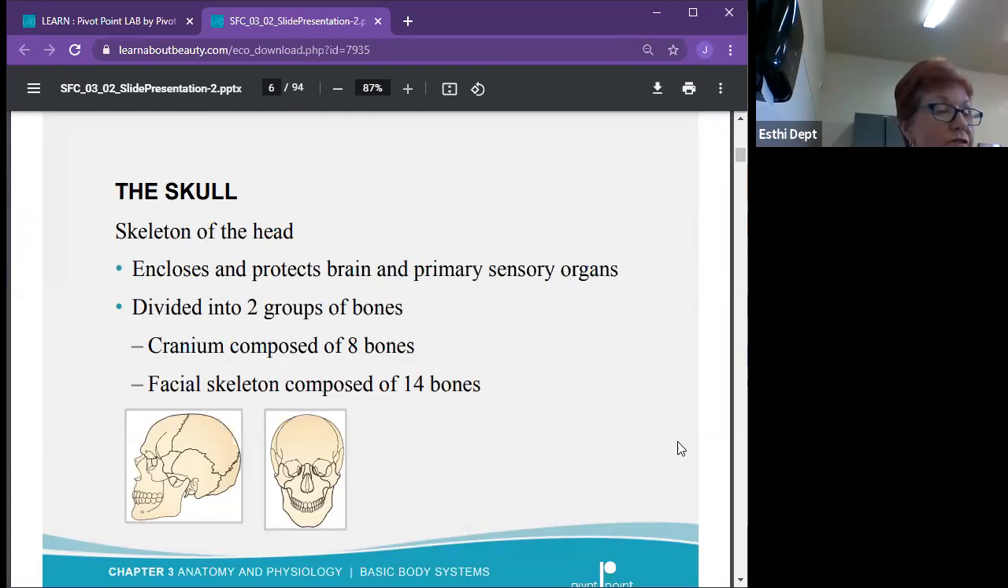So that all goes underneath the skull, if you've got that there, or if it's broken down on another worksheet, but it all goes into the skull area. So the test questions are going to be skeleton of the head, 2 groups of bones, 8 cranial and 14 facial bones. Those are your test questions out of this.